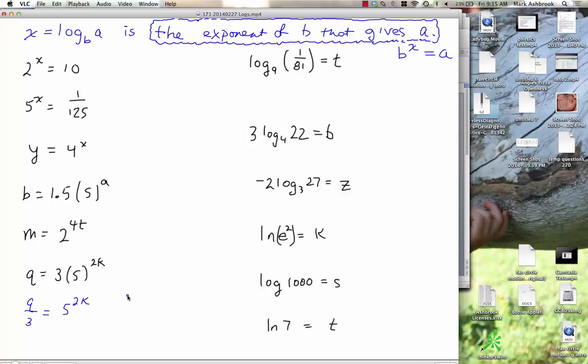Yeah, question? Why couldn't you distribute the 3 to the 5? Because 5 is to the 2k. So you can't make 15 to the 2k. If you had 2 times 3 to the 4th, is that the same as 6 to the 4th? That's what you're saying. Okay. 6 to the 4th is much bigger than 2 times 3 to the 4th. It doesn't work.